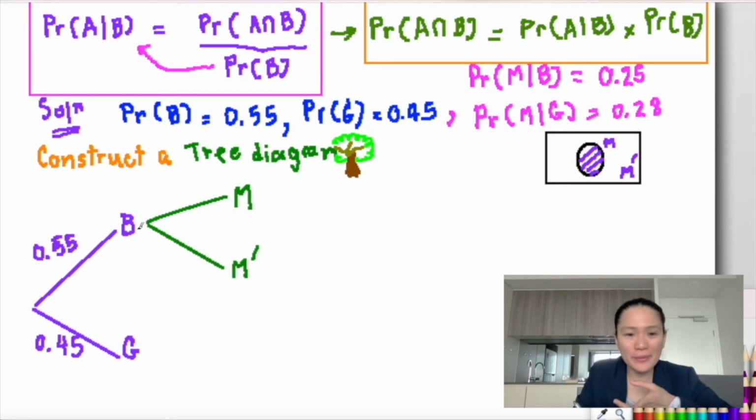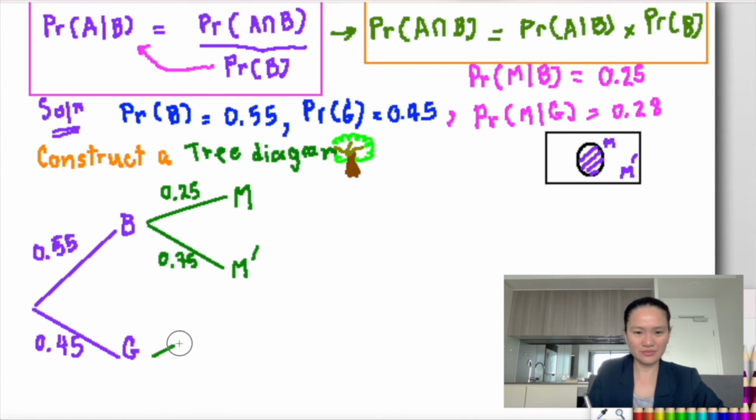Okay. Probability, we found from here already that a boy who likes mathematics is 0.25. So that means the probability of a boy not preferring mathematics has to be 0.75. Does it make sense? Yeah, because when you sum them together, it equals 1. Next one, same thing.